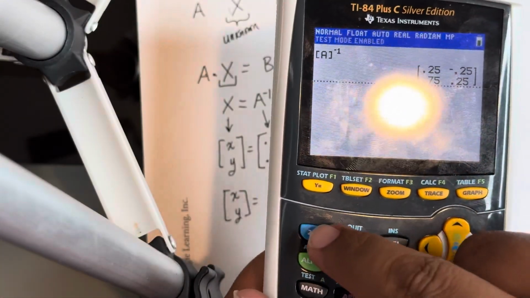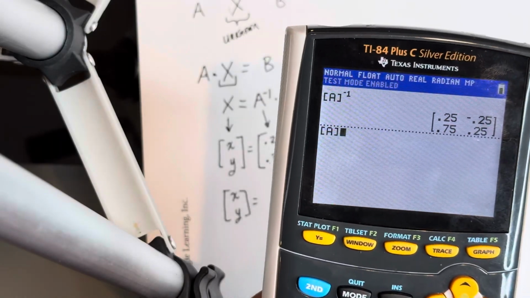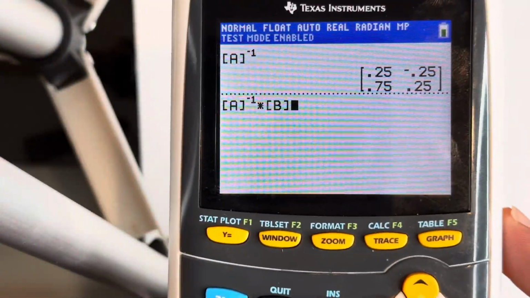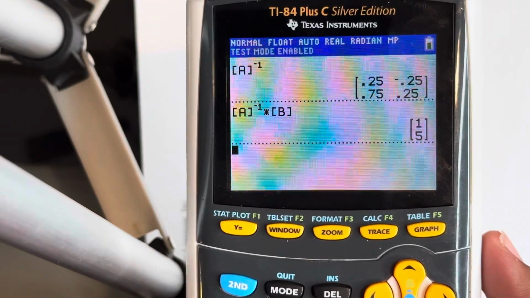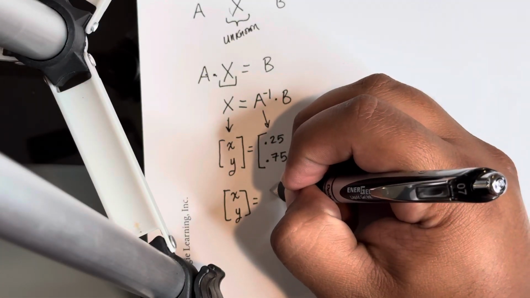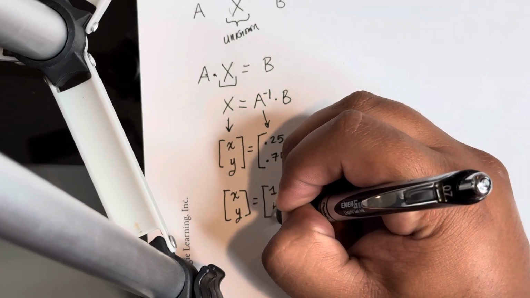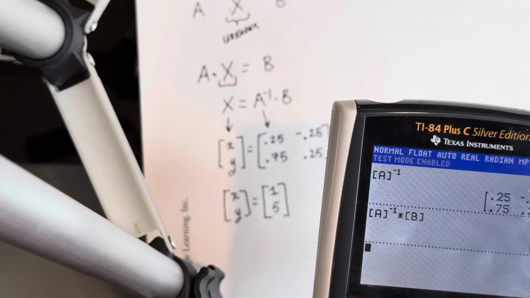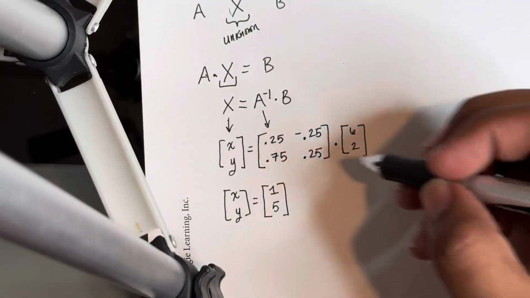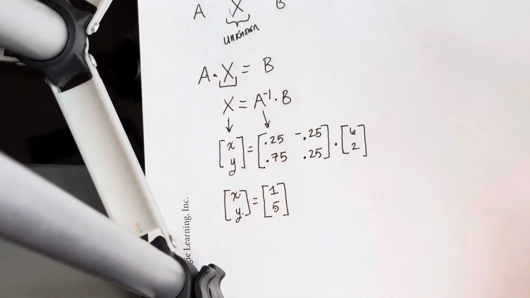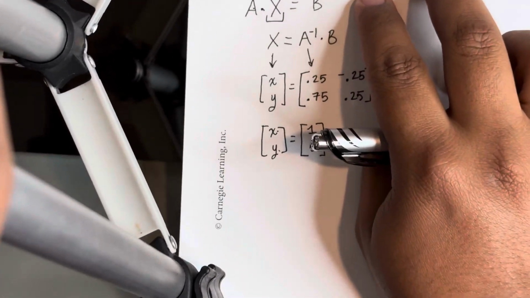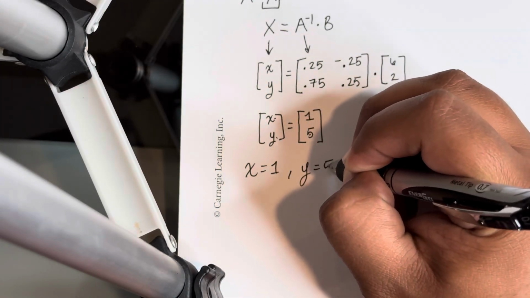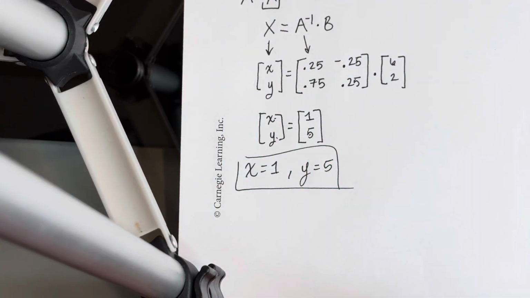Second matrix A to the negative 1 times second matrix B, because we're multiplying matrix A times matrix B. Enter 1, 5. So right here, straight across the board. It's telling me X is 1 and Y is equal to 5. And those are our answers.